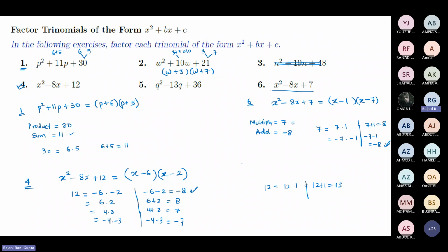You will use this if you have x squared minus 13x plus 12. So if you have this, in this case, you have to use this factor: x minus 12, x minus 1. Clear? Any question? Now you understand? Okay, good.